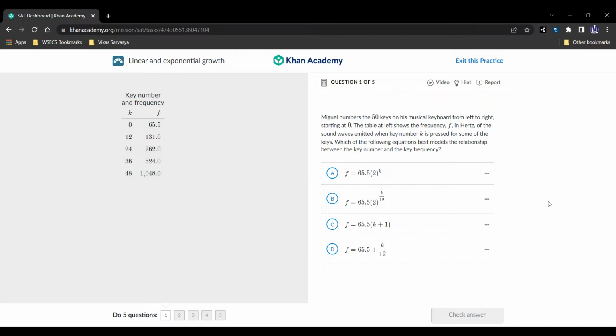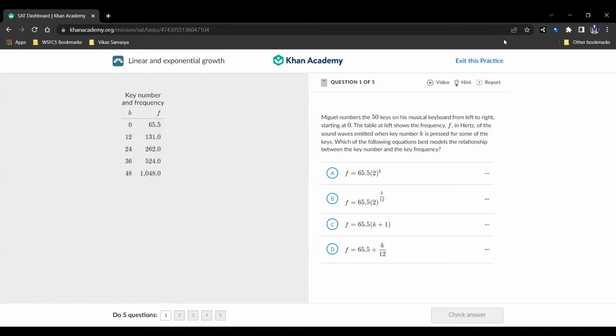And with that, let's get started on our first question of this topic on linear and exponential growth. So we're given this table of key number and frequency, and we're told that Miguel numbers the 50 keys on his musical keyboard from left to right, starting at 0. The table at left shows the frequency f in hertz of the sound waves emitted when the key number k is pressed for some of the keys. Which of the following equations best models the relationship between the key number and the key frequency?